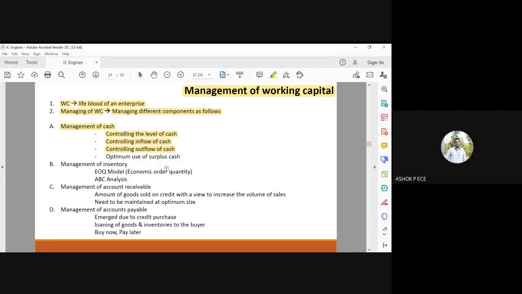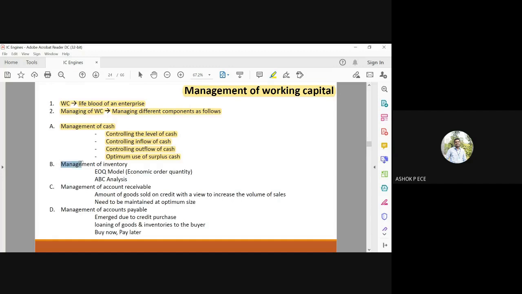An optimum use of surplus cash. If you have surplus cash, how can you use that beneficially for the company? Whether you are going to invest it in a deposit account to maximize the cash, or you are going to invest in shares. So that is the management of cash. In management of cash, you will have inflow, outflow, and surplus cash. In surplus cash, how we are going to manage the surplus amount of cash.